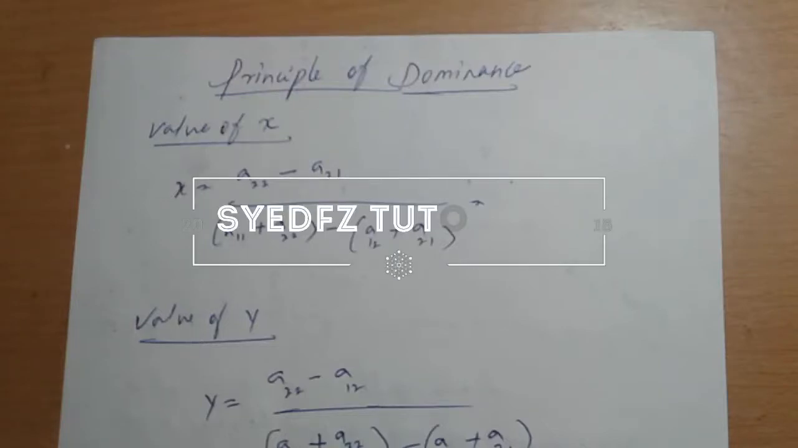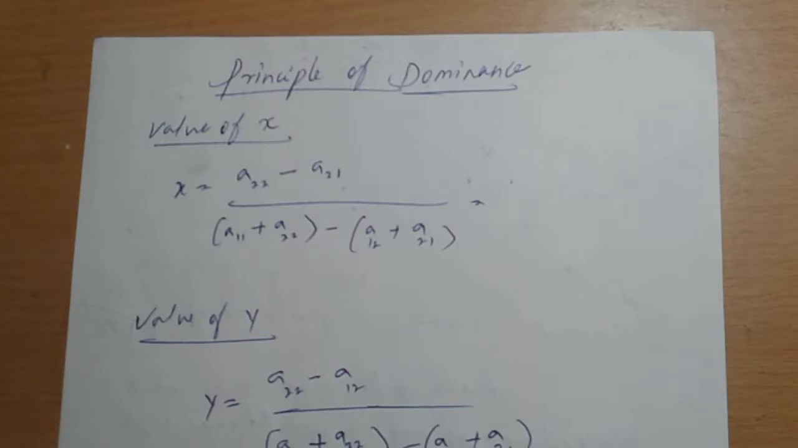Principle of dominance in game theory. Actually, principle of dominance is used when there is no saddle point or mixed strategy. In a game situation, sometimes a player's strategy might be found to be more suitable than others, so some strategy is said to dominate the other ones. This is called a dominant strategy.